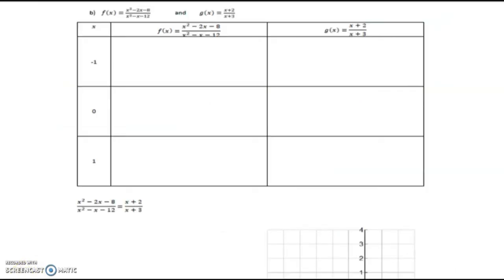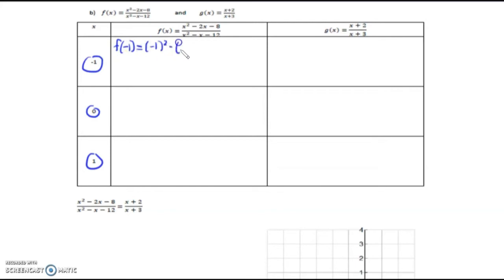Okay, again, we're going to do the same 3 steps. So first we're going to sub in -1, 0, and 1. I chose these numbers because they're honestly the easiest numbers. Okay, so we have 2 functions here, f at x is x squared minus 2x minus 8 over x squared minus x minus 12. And then we have g at x, which is x plus 2 over x plus 3, I should say. Okay, so let's go ahead and sub this in.